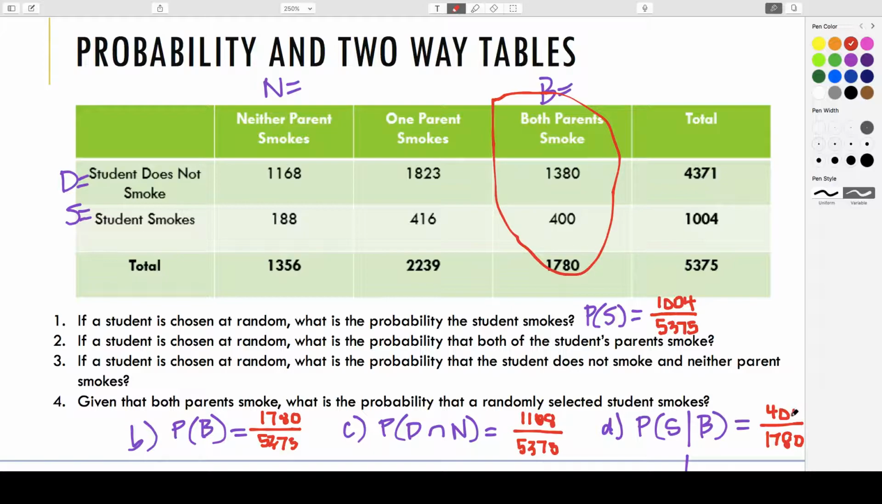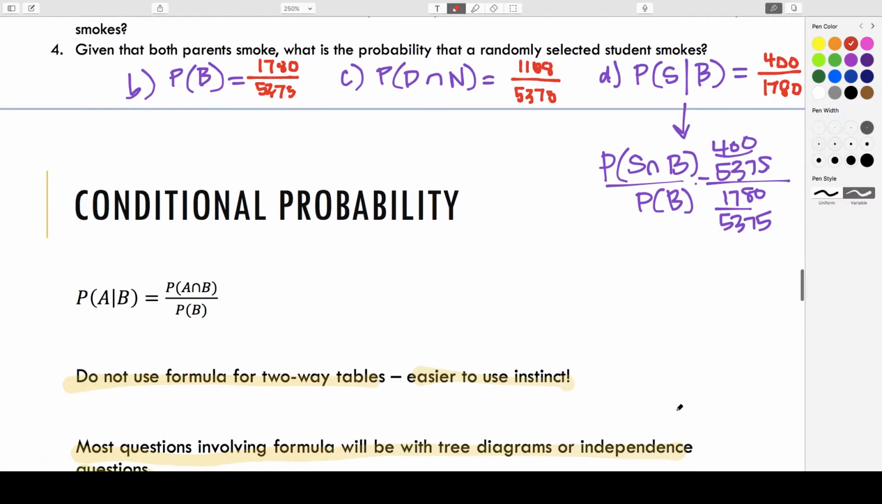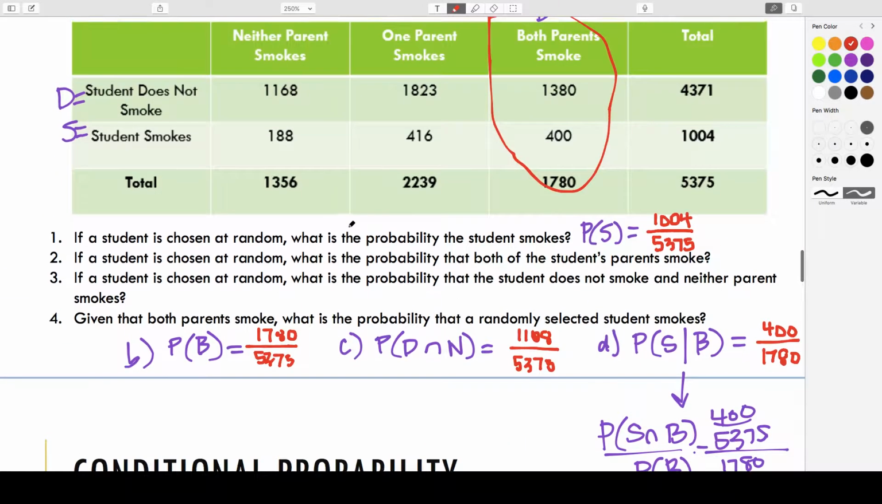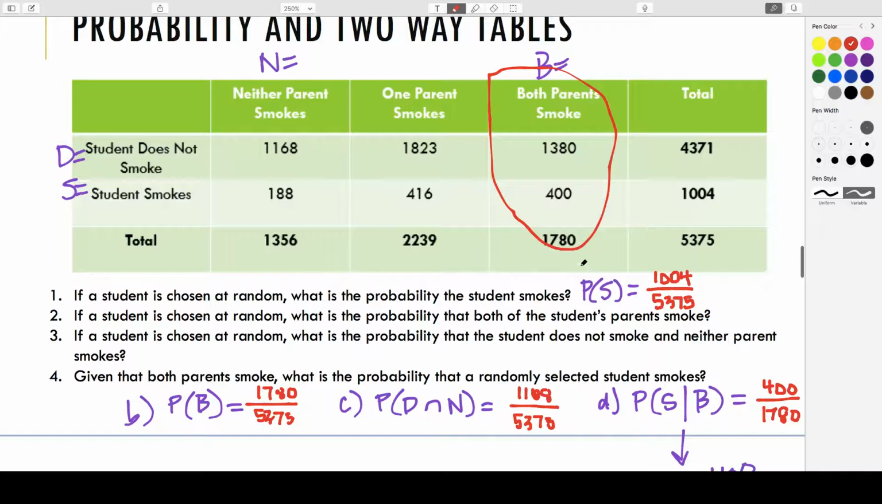Sometimes it's better just to use your instinct to do a conditional probability problem, especially if it's coming from a two-way table. But isn't there a formula for conditional probability? Yes, there is one, and that's what this next slide says. It's actually on your formula sheet, so you don't have to memorize it. Just know it's for conditional probability.